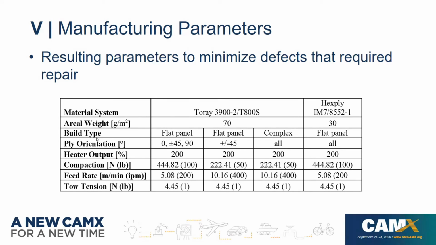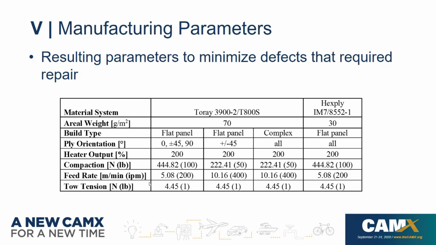So for the 70 GSM, we use the Toray 3900-2, T800S. For the 30 GSM, it was Hexply IM7 8552-1. And these are the different trials that we had. And in here, you can see these four elements, the listing of the optimal heater output, the optimal compaction forces, the optimal feed rate, and the optimal tow tensions. And the units are listed in here.